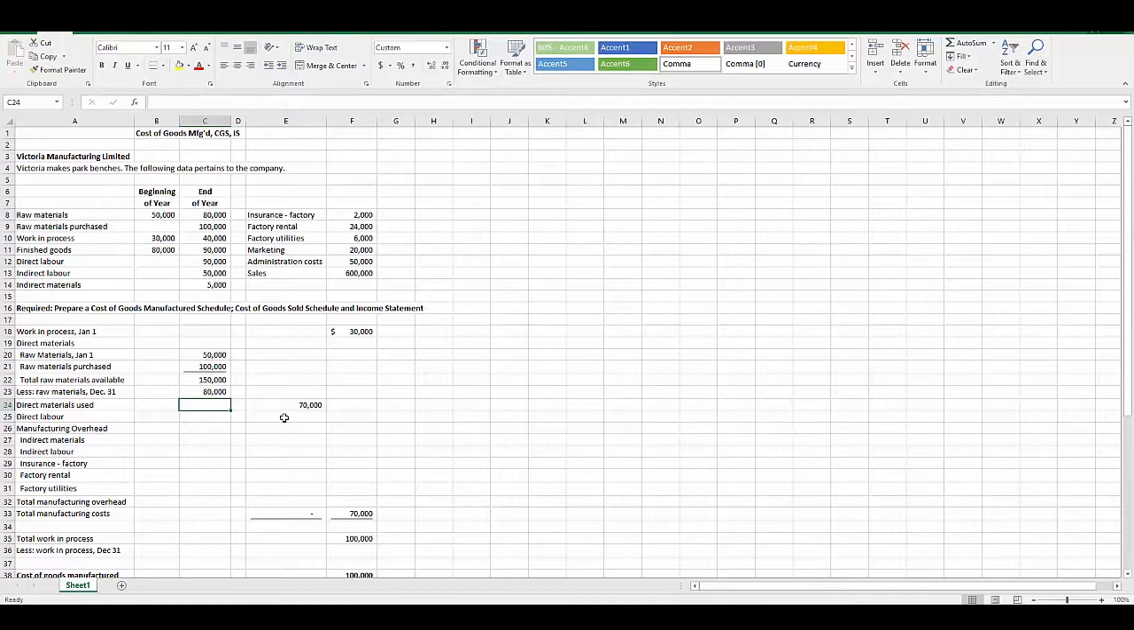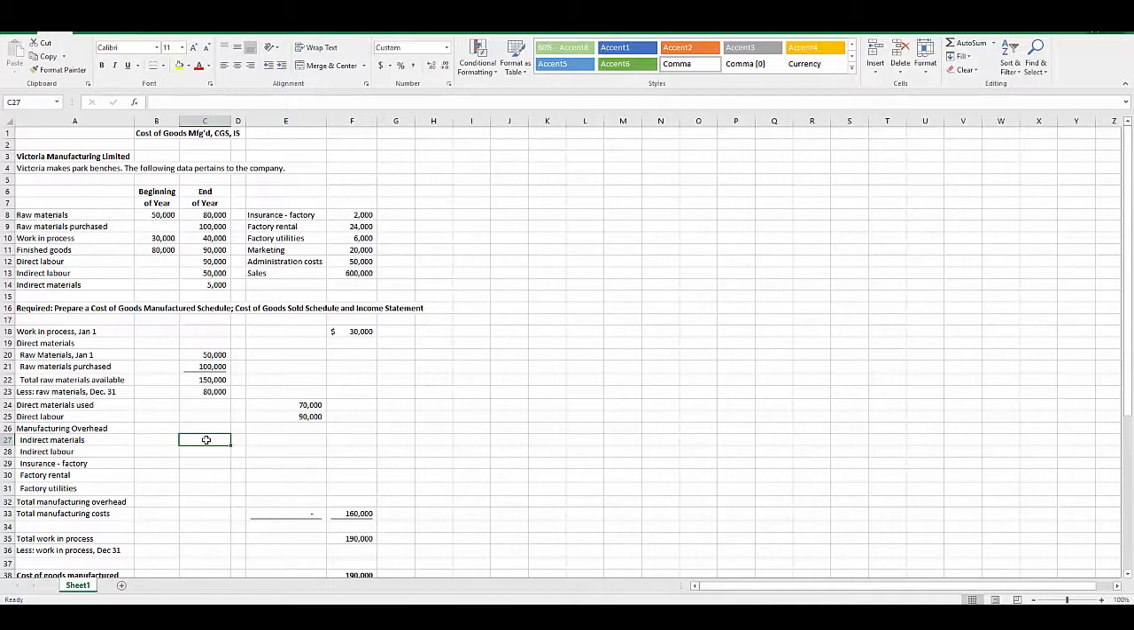The next piece of information is the direct labor. There are no calculations required for direct labor. You are just given the amount, it's $90,000, and you enter it in. Now for the next category of costs that make up your manufacturing cost, which is manufacturing overhead. Manufacturing overhead is comprised of all of the different types of expenses that are required to run your manufacturing operations. So the first one is indirect materials.